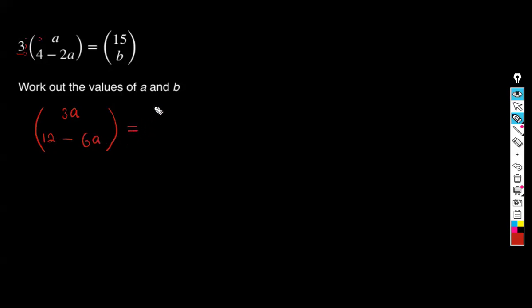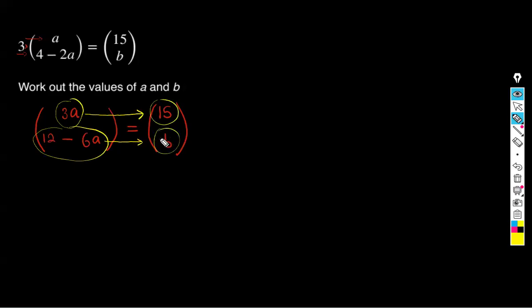What they're telling you is that this is equal to 15 on B. So you can create two equations. The top is going to be equal to the top, and the underneath is going to be equal to the underneath. Because essentially you have 2 items on this side and 2 items on the other side. Everything in the same position on either side of the equal sign is equal to each other. The first equation is 3A is equal to 15. And the second equation is 12 minus 6A is equal to B.